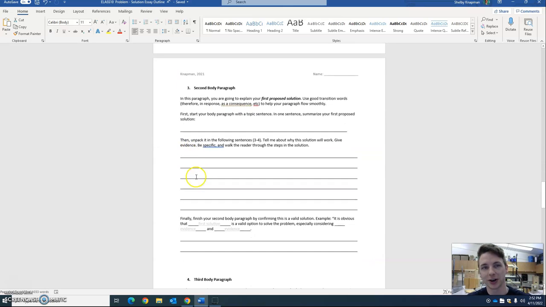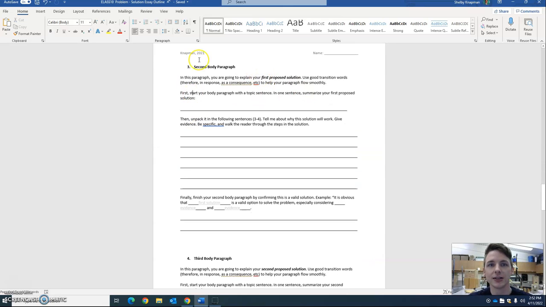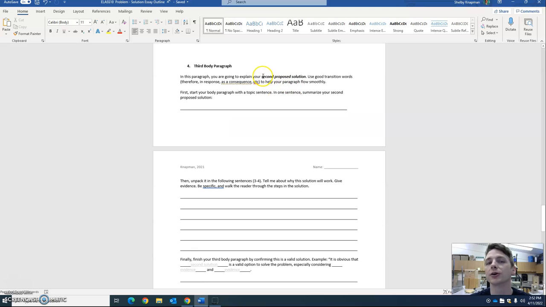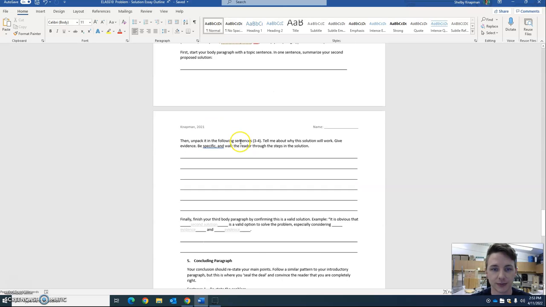There are 2 more body paragraphs. Second body paragraph, you talk about your first proposed solution. Third body paragraph, you talk about your second proposed solution. So far in this essay, we have an introduction that is mapped out for you. Body paragraph number 1 is about the problem. Body paragraph number 2 is potential solution number 1. Body paragraph number 3 is potential solution number 2. We then just have a conclusion and we're done.